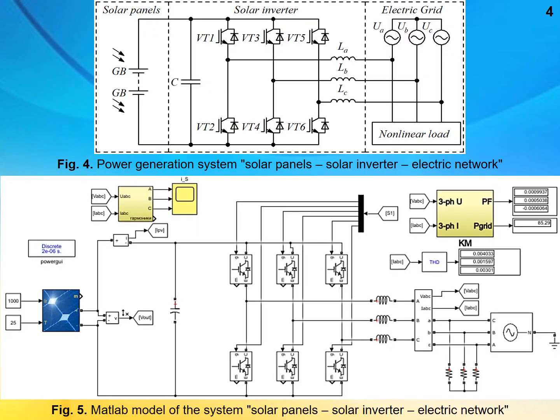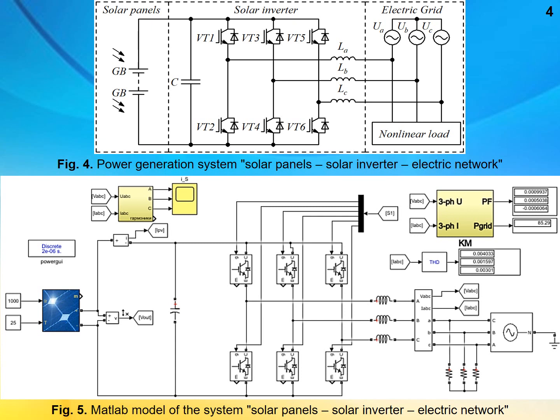Converters, called solar inverters or hybrid inverters, perform the functions of selection of electrical energy from solar panels, operating in the maximum power generation mode and ensuring the transmission of electrical energy to the general industrial electrical network, figure 4. To implement the function of maximum power selection from the solar panel in the DC-DC converter, it is necessary to ensure the implementation of the input current value adjustment.